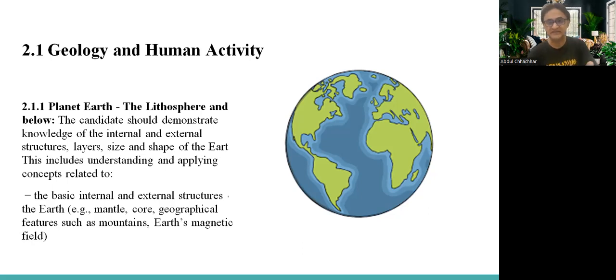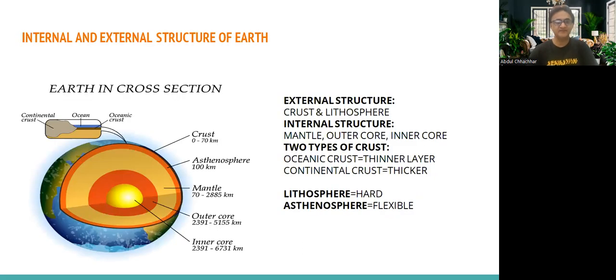So what are the questions related with this? Please focus on it. The first thing, two concepts we have in geology, the internal and external. Internal, basically, we are very familiar with, what is inside the Earth. However, for the external structure, there's a misconception. Some students think that when they read or hear about the external, it means something above the Earth. No, we are not talking about above the Earth. We are talking about, again, the internal structure of the Earth.